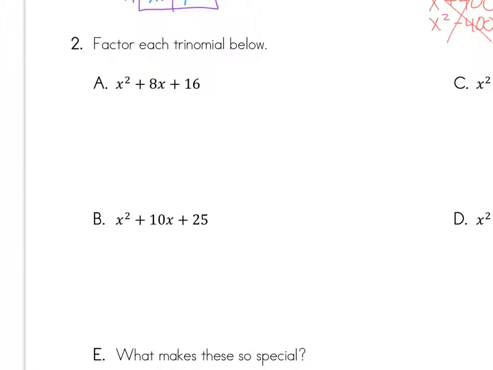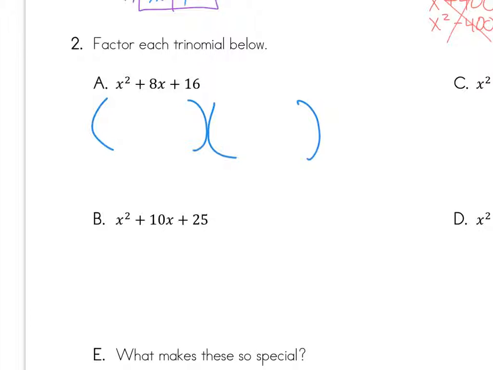Now moving on to question number 2, we have A, B, C, and D below. And what we need to do is we have to factor all of them. Now I am going to check and actually use my shortcut method. I need to find 2 numbers that multiply to 16 and add to 8. So what 2 numbers multiply to 16 and add to 8? That would be 4 and 4.